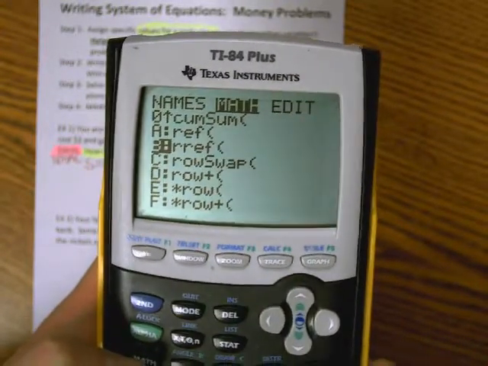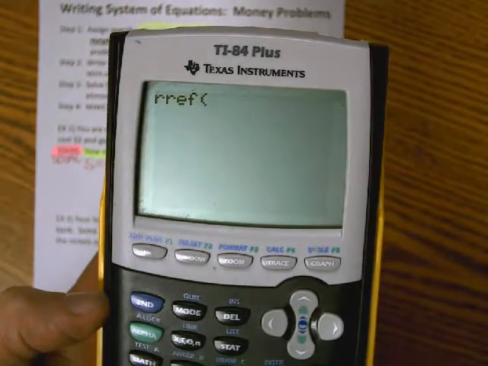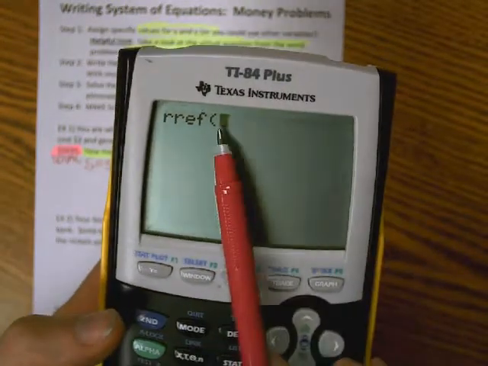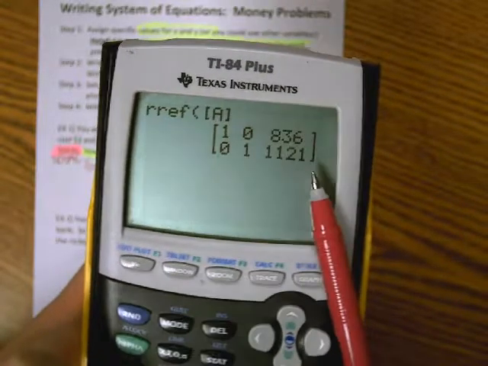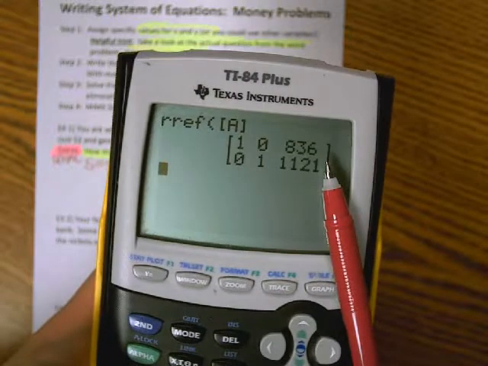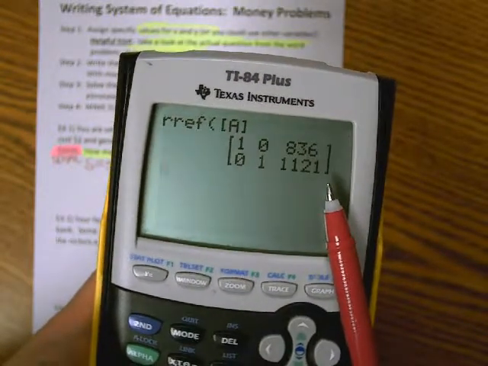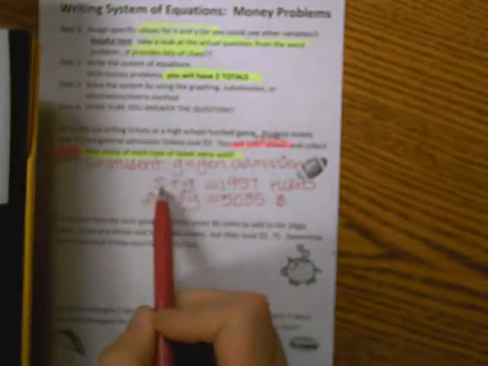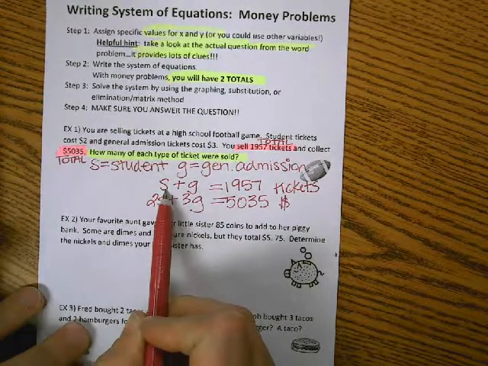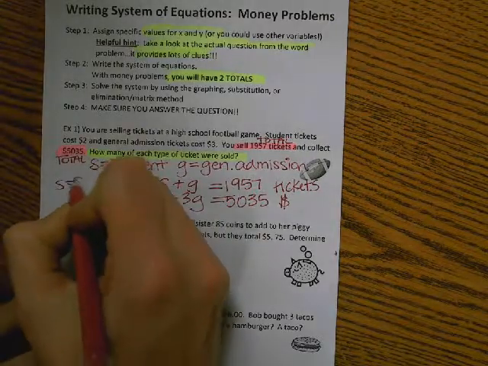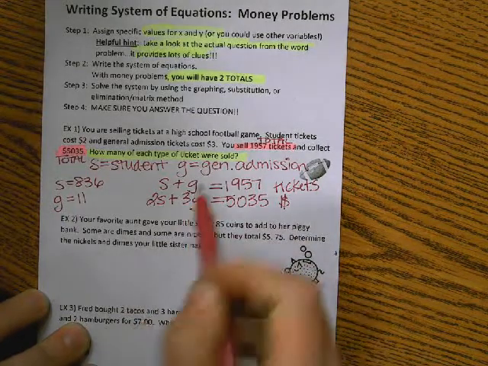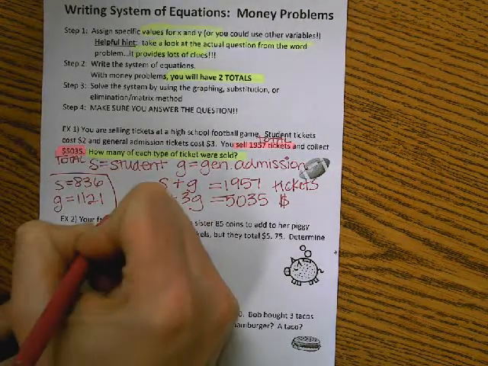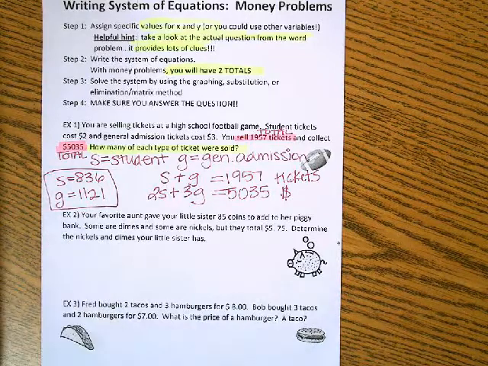If you notice, this time I went up instead of down. Either way will get you there. And then we have to remember we have to have A inside there. So second matrix, enter, and then push enter one more time, and there is our answer. 836 is the first number, and 1121 is the second number. So since S came first on my paper, 836 are my student tickets, and G is my second number, and that's 1121. So that's how you tell from your calculator.